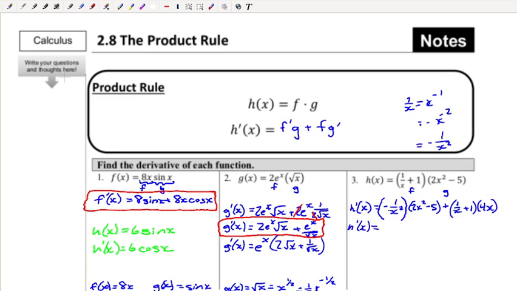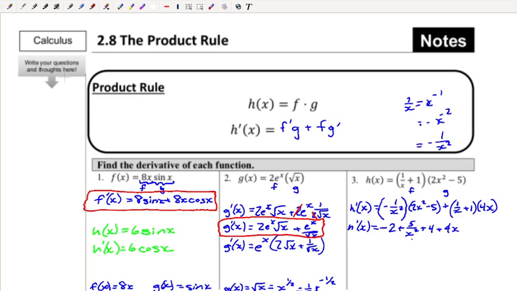So I've got this negative 1 over x squared times 2x squared. So negative 1 over x squared times 2x squared is going to be just a negative 2. That's kind of nice. Negative 1 over x squared times negative 5 is going to be a positive 5 over x squared. And I've got now 4x times 1 over x is going to be plus 4. And 4x times 1 is going to be plus 4x.